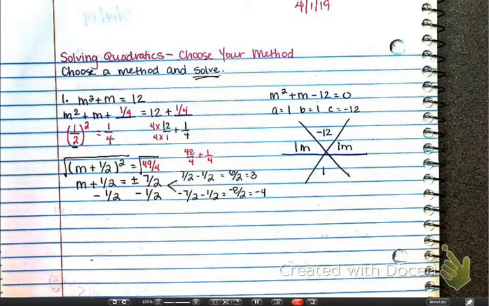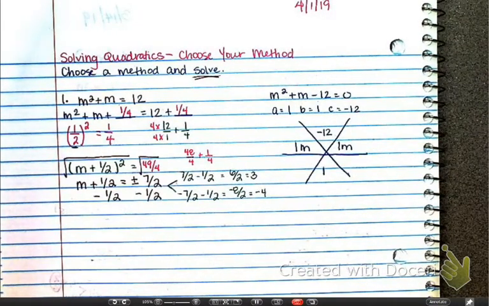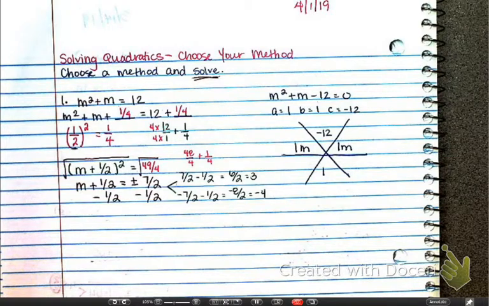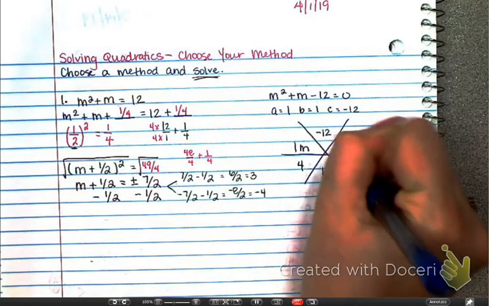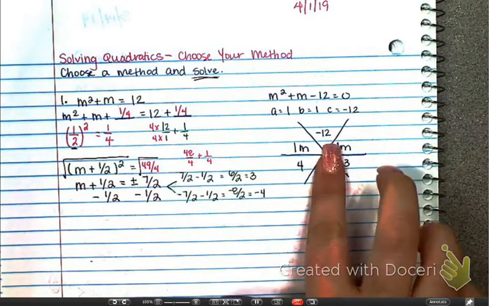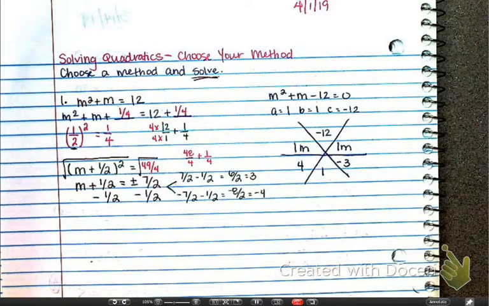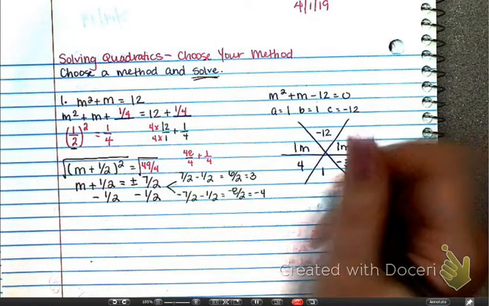You were good? Okay, sorry. I'm looking for two numbers that multiply to negative 12 and add to 1. 4 times negative 3. 4 and negative 3. Let's check. 4 times negative 3 is negative 12. 4 minus 3 is 1. Now, before I can solve, remember you have to write it in factored form.